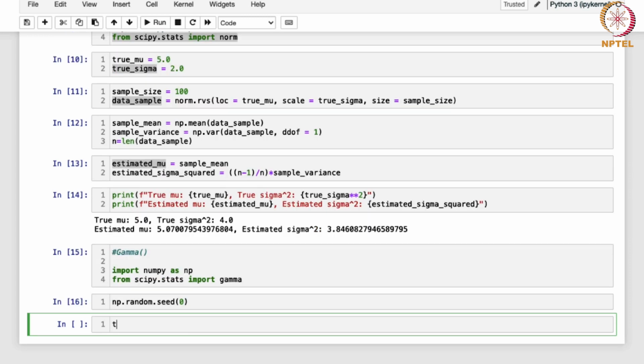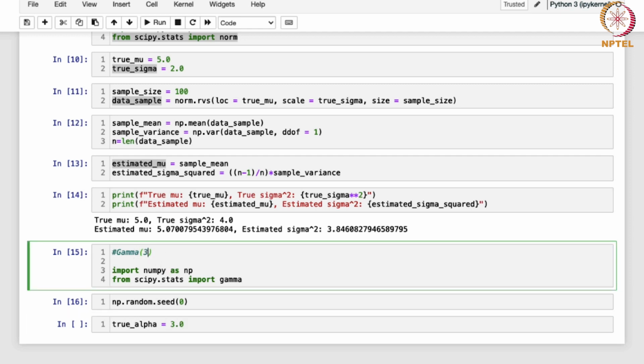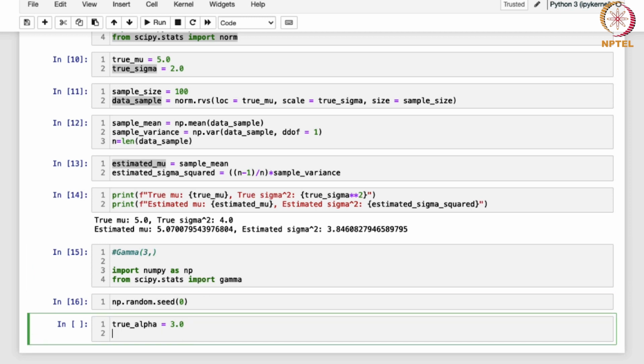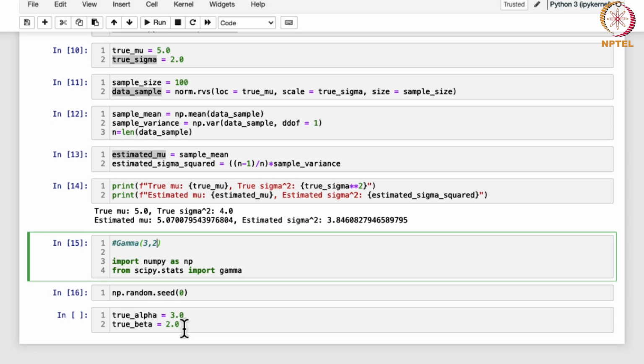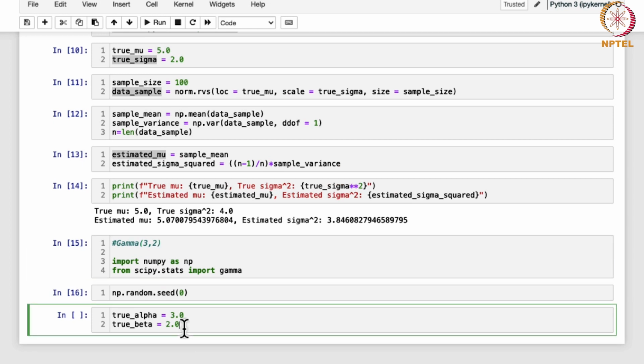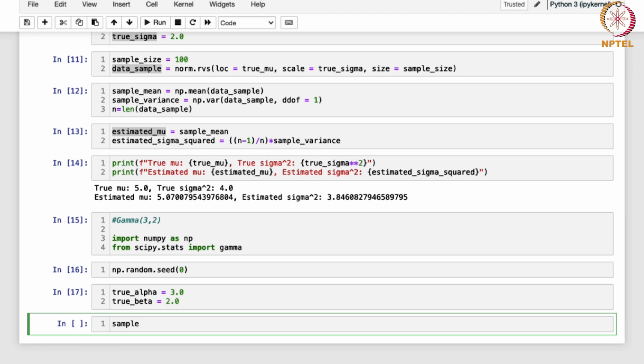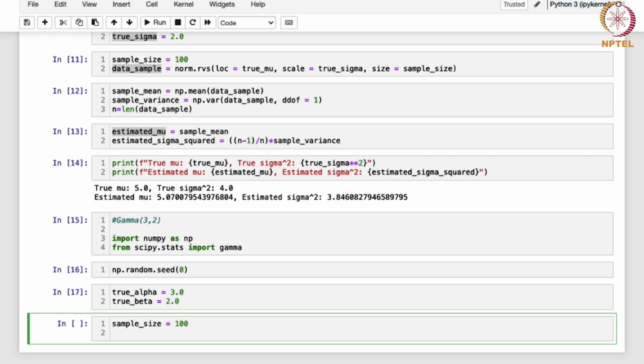Now let us assume that the true alpha, that first parameter, is 3, that is your shape parameter. And beta, suppose it is 2. This is your scale. So we have the shape parameter and the scale parameter. Next we are going to generate the random sample. So the sample size, again let it be 100 only, and the data sample.